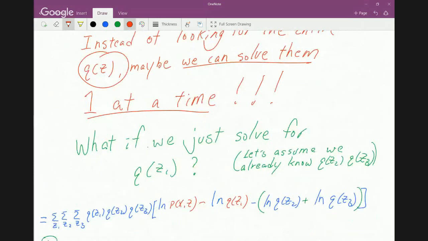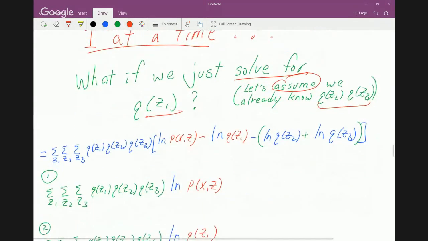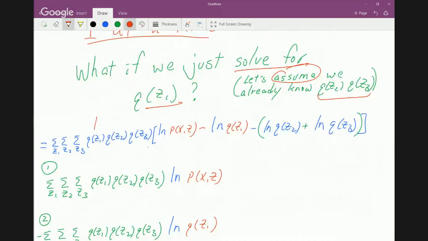What if we just solve for Q(Z1), and we assume that we know Q(Z2) and Q(Z3)? This assumption is completely false. Obviously, we don't know Q(Z2) and Q(Z3). But hey, let's just try and see what happens. Maybe something magical will happen. So I'm going to separate out Q(Z1). Here's Q(Z1). Here's another Q(Z1). And I'm going to keep the rest of them together.